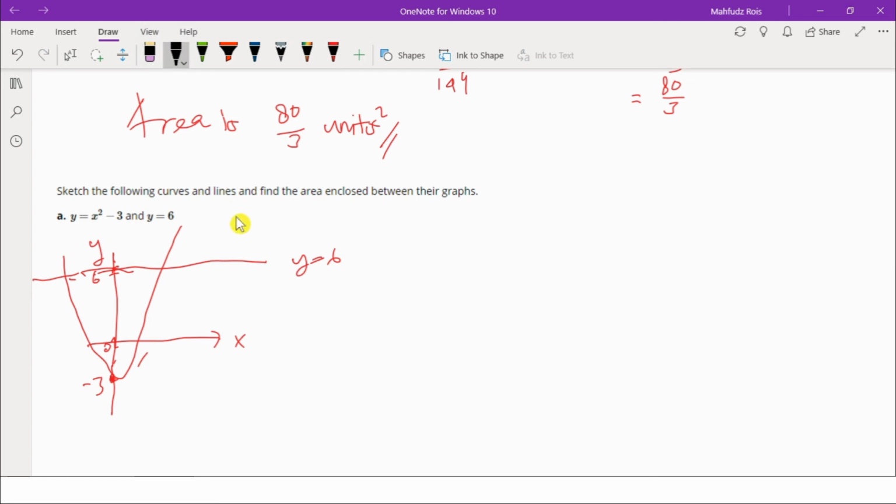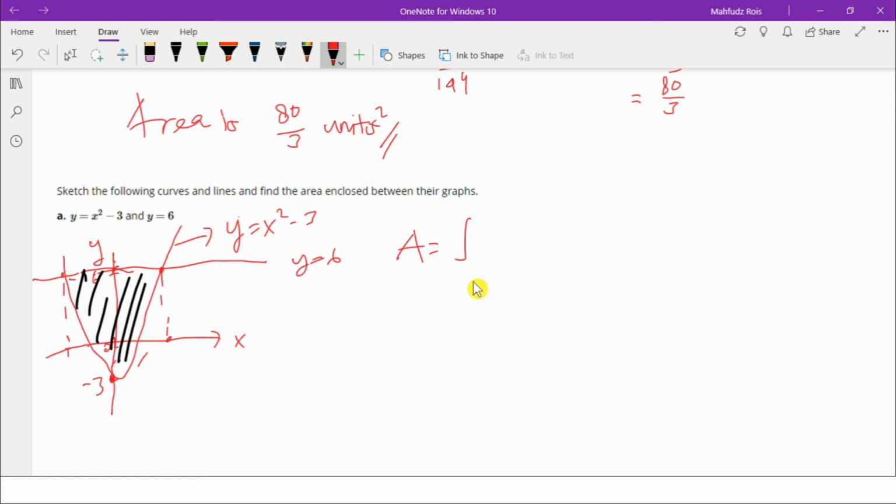So we need to find this area. Okay, here we can determine that the upper is y equals 6 and the lower is this, x squared minus 3. So the area will be, how about the limit here? We don't find the limit yet. Of course, this intersection, the two curves intersect in which x, and that one also in which x. We don't find it. And how to find it?